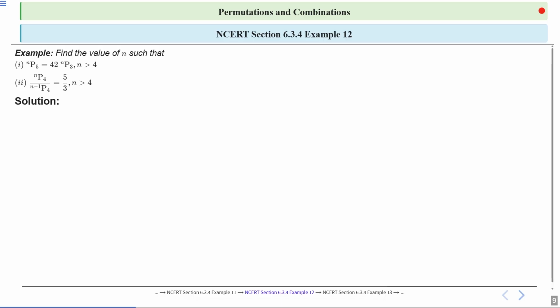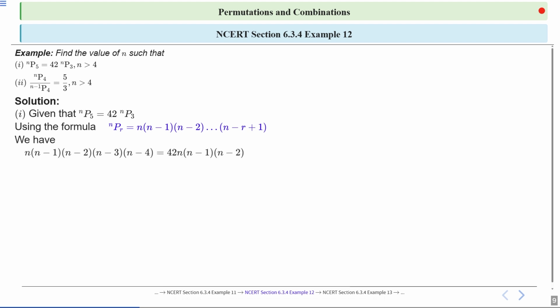So let's start the solution step by step. Look students, here we are given that nP5 equals 42 times nP3. Using the formula nPr is equal to n times (n minus 1) times (n minus 2) times dot dot dot (n minus r plus 1), we have n times (n minus 1) times (n minus 2) times (n minus 3) times (n minus 4) equal to 42 times n times (n minus 1) times (n minus 2).